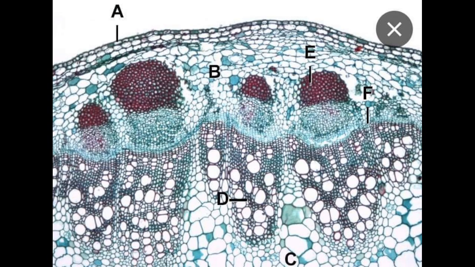The process of secondary growth is controlled by a lateral meristem in both stems and roots. Lateral meristems include the vascular cambium and, in woody plants, the cork cambium. Cambium is another term for meristem.